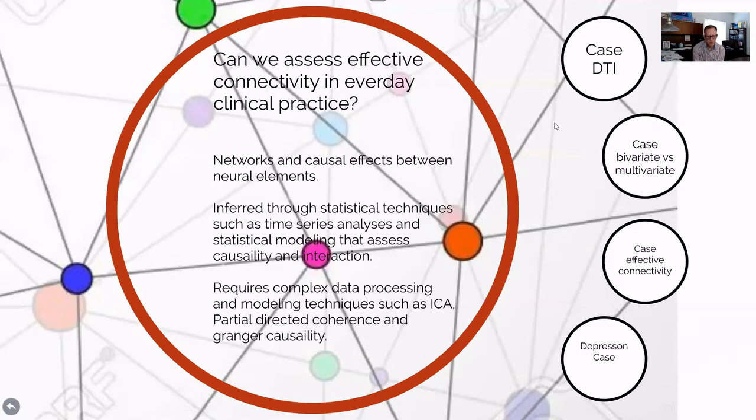But if we're to do this, we need network and causal effects to be measured between neural elements. We must use statistical techniques and statistical modeling that assess causality and interaction. And this requires highly complex data processing and modeling techniques such as ICA, partial directed coherence, and Granger Causality, techniques that are not currently part of routine QEEG databases. And those are things that we can discuss.